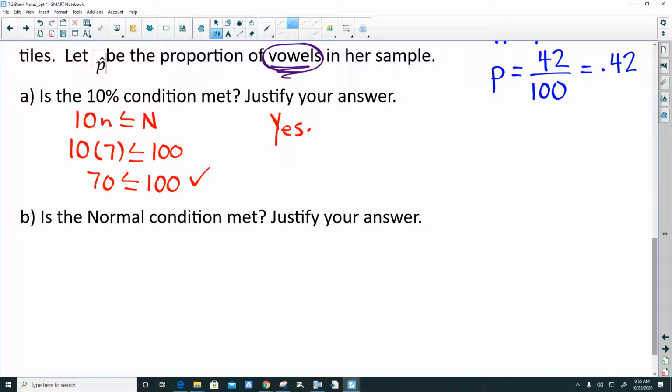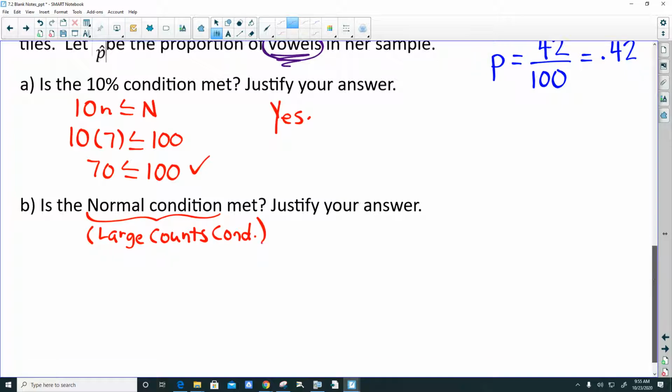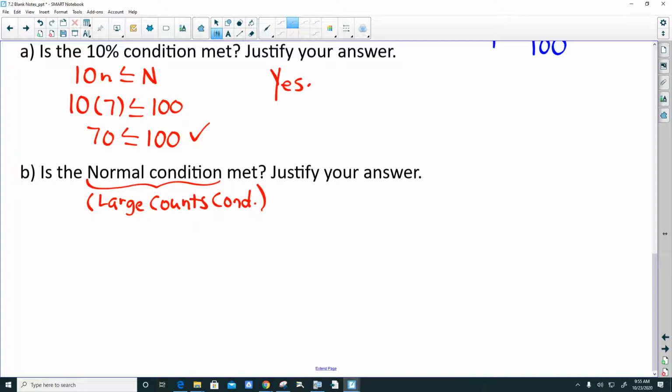In part B, it's asking, is the normal condition met? Okay. Now, the normal condition is referring to what we call the large counts condition. Okay, and that large counts condition, again, I'm going to write this out generically, really just for your notes so that you have the formula there, but you would not be expected to write this out generically on the AP test.